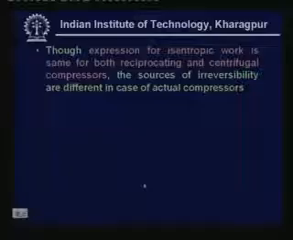Though the expression for isentropic work is the same for both reciprocating and centrifugal compressors, the sources of irreversibility are different in actual compressors. If you compare this expression with the specific work expression that we obtained for the reciprocating compressor, you find that it is the same. In both cases we got the specific work for isentropic compression as integral VdP along the isentropic process. So for ideal isentropic compressors the expression is the same, but for actual compressors the phenomena will be different in a centrifugal compressor and a reciprocating compressor.